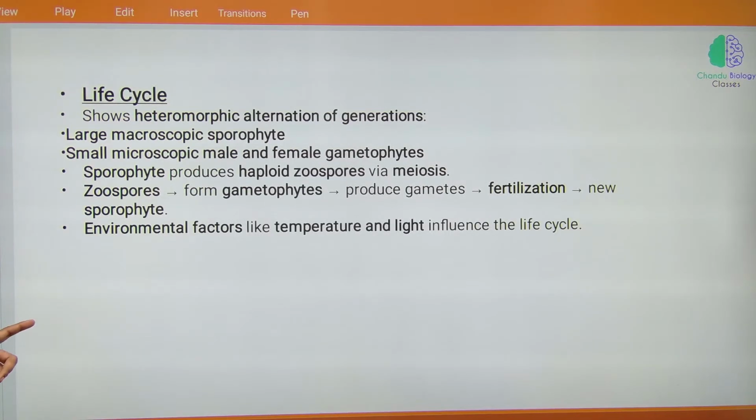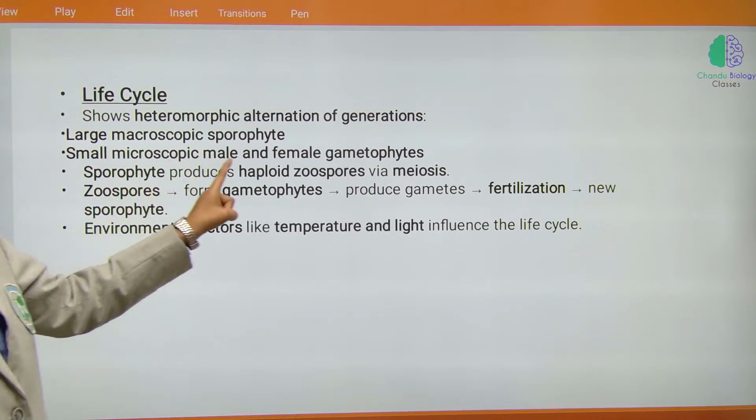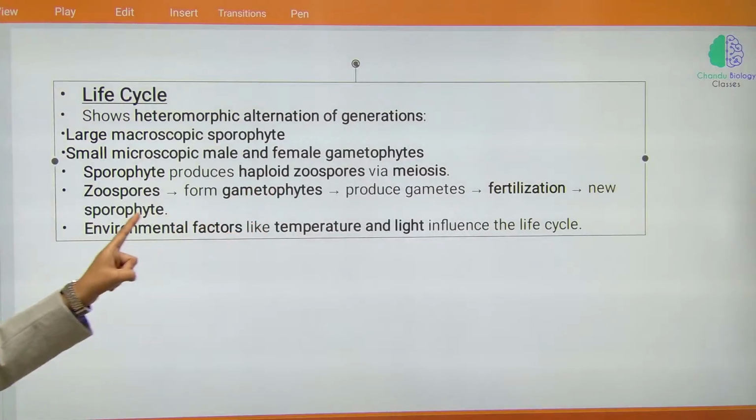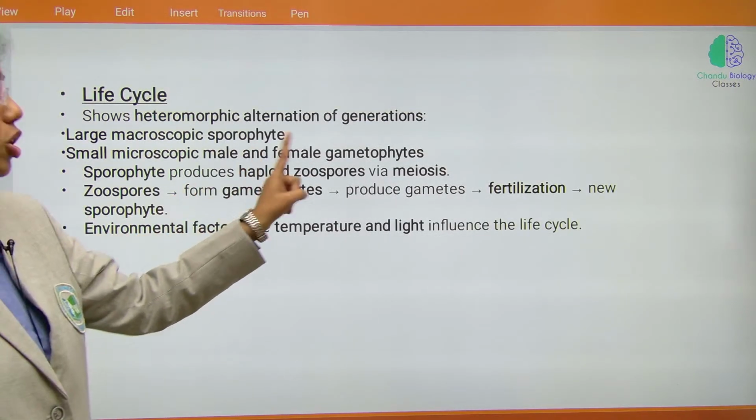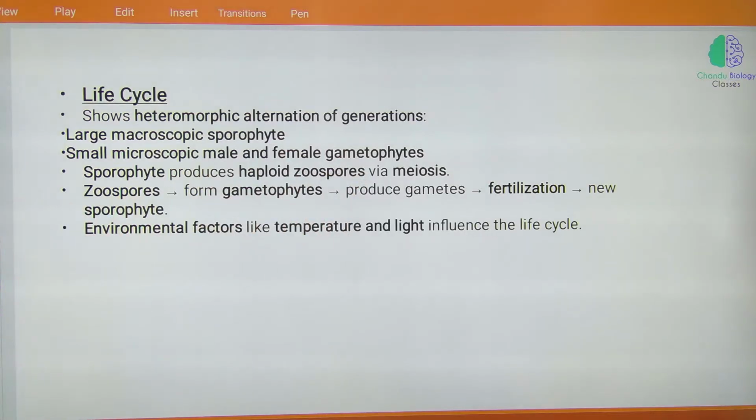Heteromorphic alternation of generations is observed, where a macroscopic sporophyte is seen. This sporophyte produces haploid zoospores through meiosis.